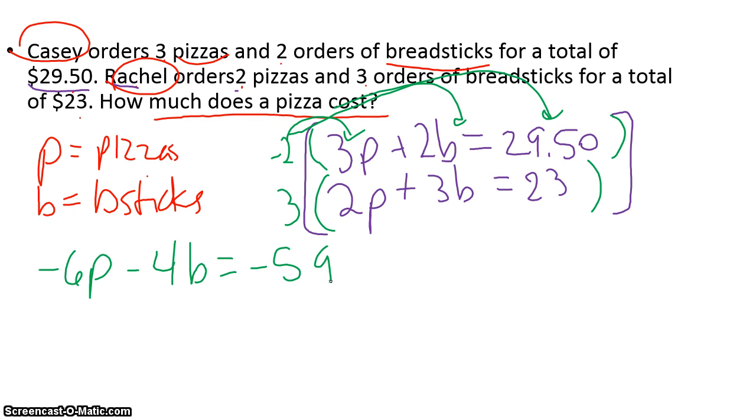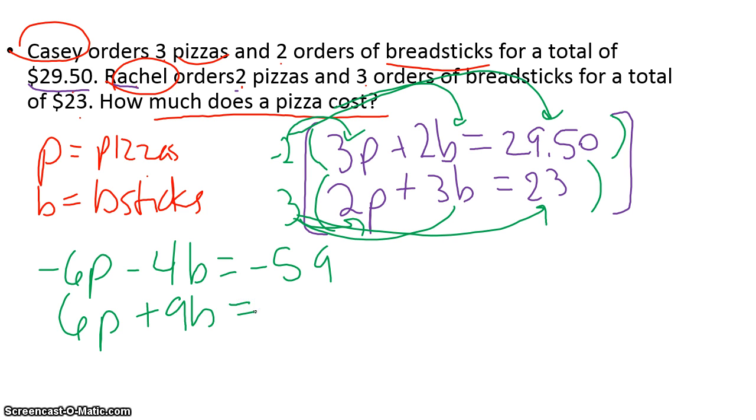Okay, let's do our second one. Let's distribute the 3. 3 times the 2p is 6p. 3 times the 3b is 9b. And 3 times the 23 is 69.